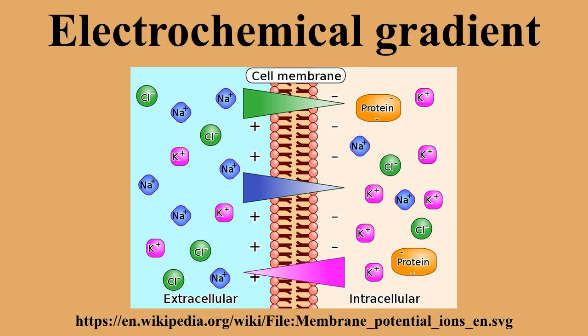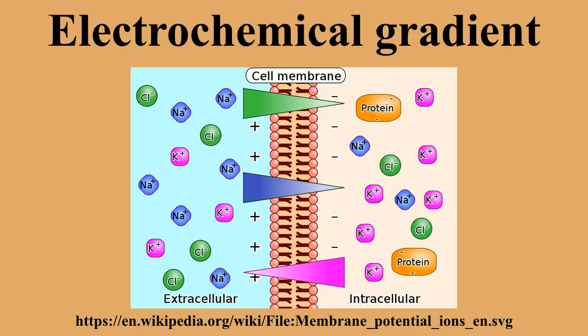When there are unequal concentrations of an ion across a permeable membrane, the ion will move across the membrane from the area of higher concentration to the area of lower concentration through simple diffusion.